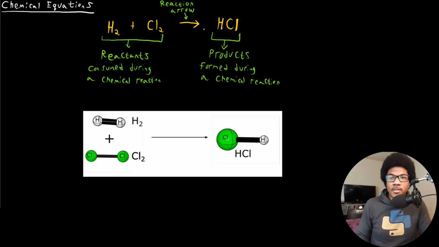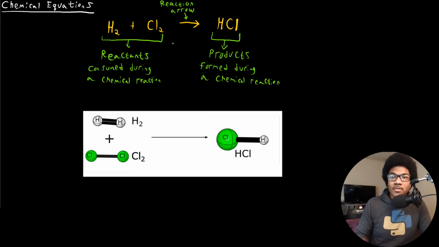So this is the basic skeleton of any chemical equation, right? You have some reactants, which will have a plus sign to denote each separate reactant. These are going to be consumed during a chemical reaction. The arrow tells you that a chemical reaction occurs, and then the stuff on the right-hand side is the products that are formed during the chemical reaction.